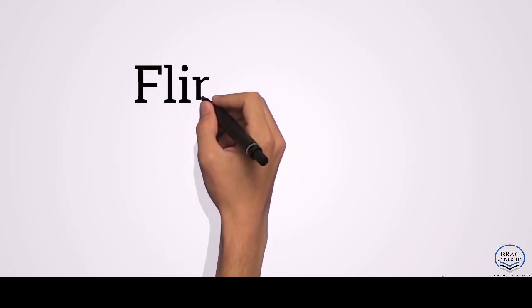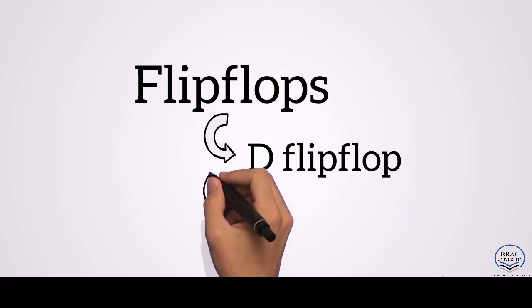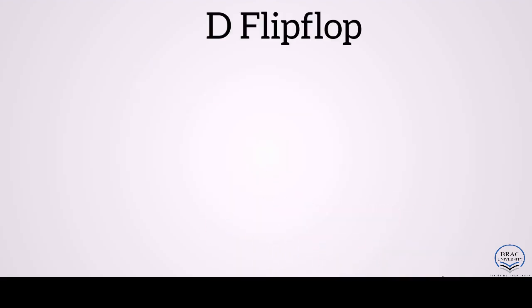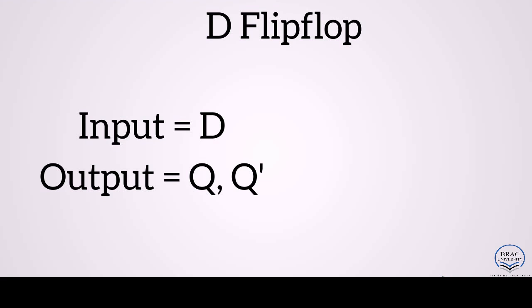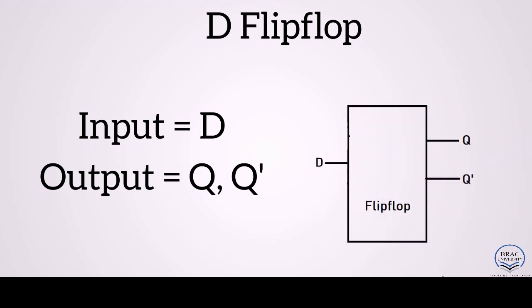In this video, we will cover two flip-flops. The first one is D flip-flop and the second one is T flip-flop. In D flip-flop, we have one input D and two outputs Q and Q prime.